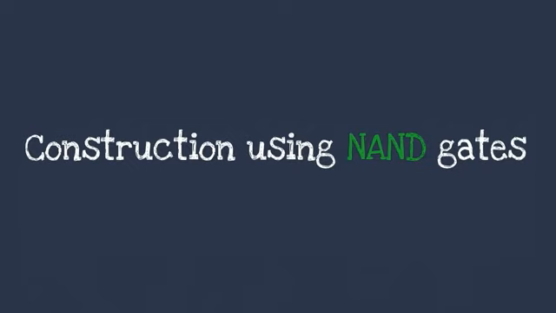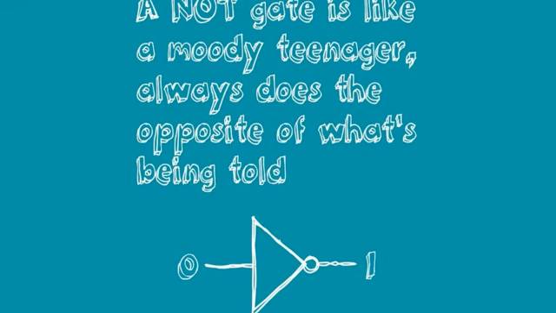The first is the simple NOT gate. It has a single input and an inverted output. A NOT gate is like a moody teenager, always does the opposite of what's being told. That is the complemented output.